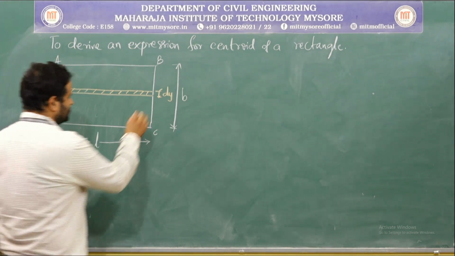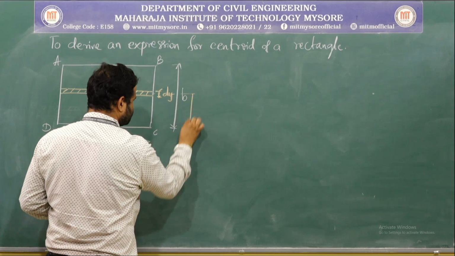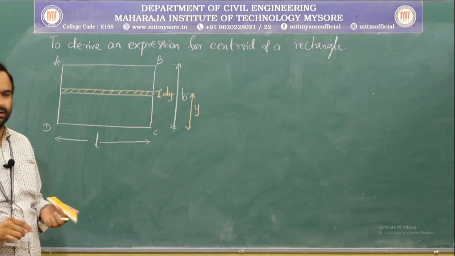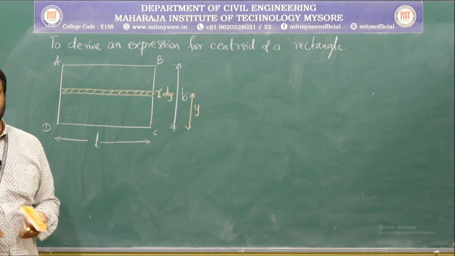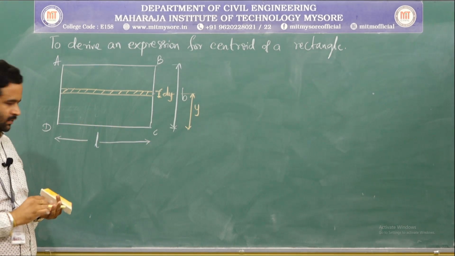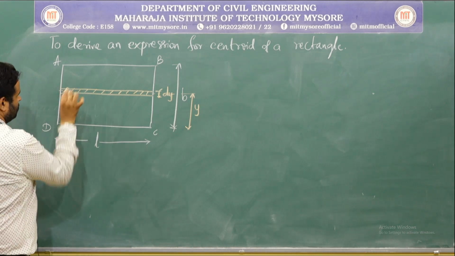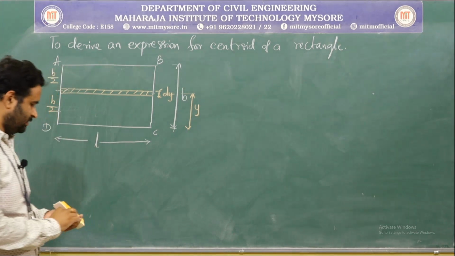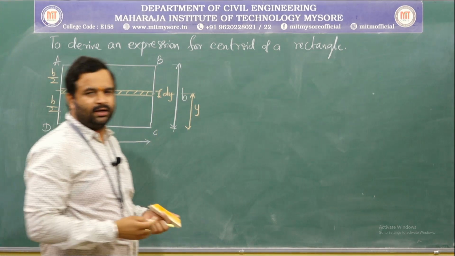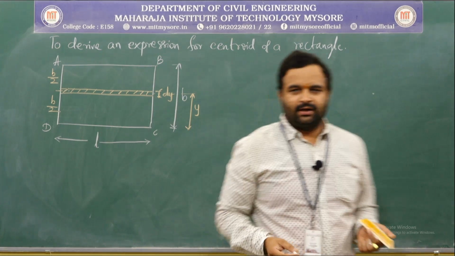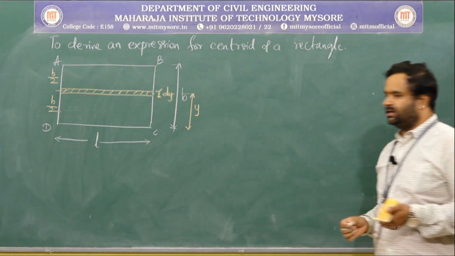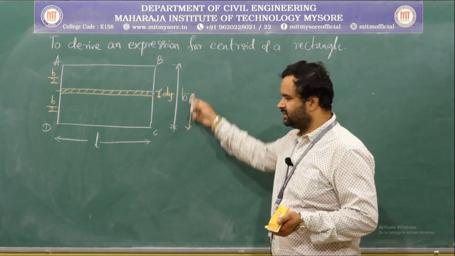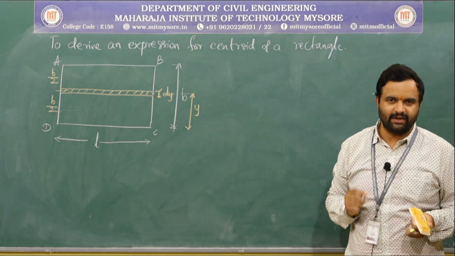This is at a distance of small y from the base of this rectangle. Okay, so it is now as shown in the figure. So the steps to be written are: let L be the length of the rectangle, B be the breadth of the rectangle, and let us consider a small elemental area whose depth is dy and is located at a distance of small y from the base of the rectangle.